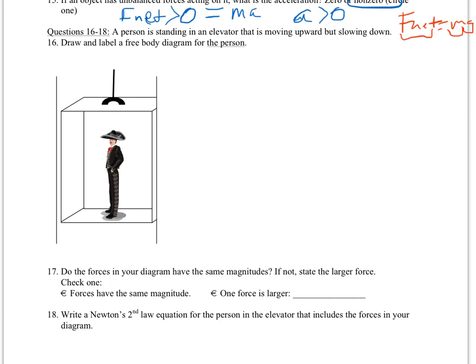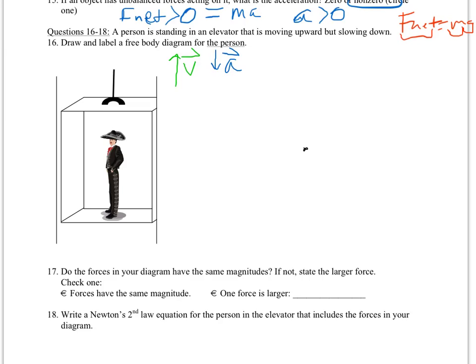Alright, a person is standing in an elevator that is moving upward but slowing down. So let's think about that for a second. The elevator has velocity upward, but it's slowing down. That means it's accelerating the other way. In order for the velocity to get smaller, your acceleration would have to be the other way. So its acceleration is down. Draw and label a free body diagram for the person.